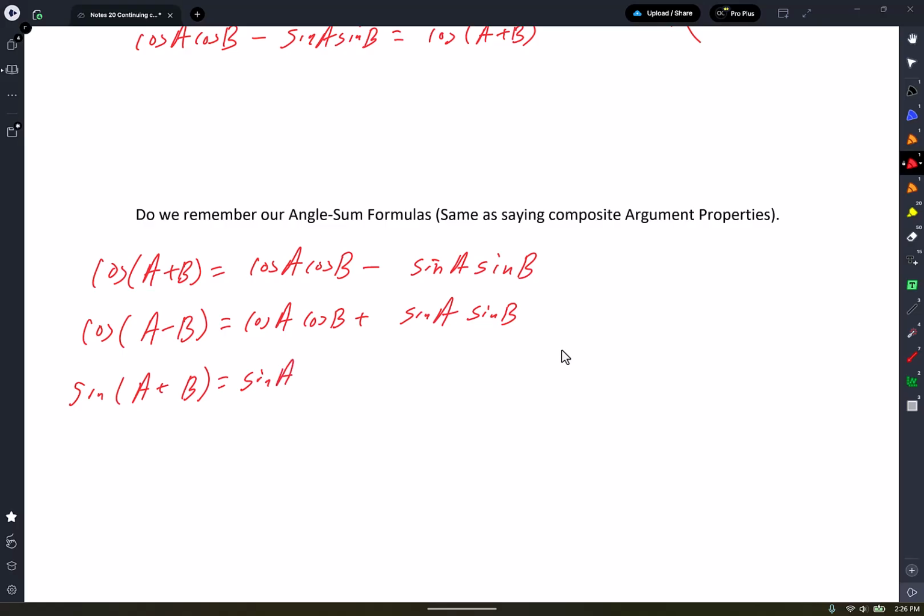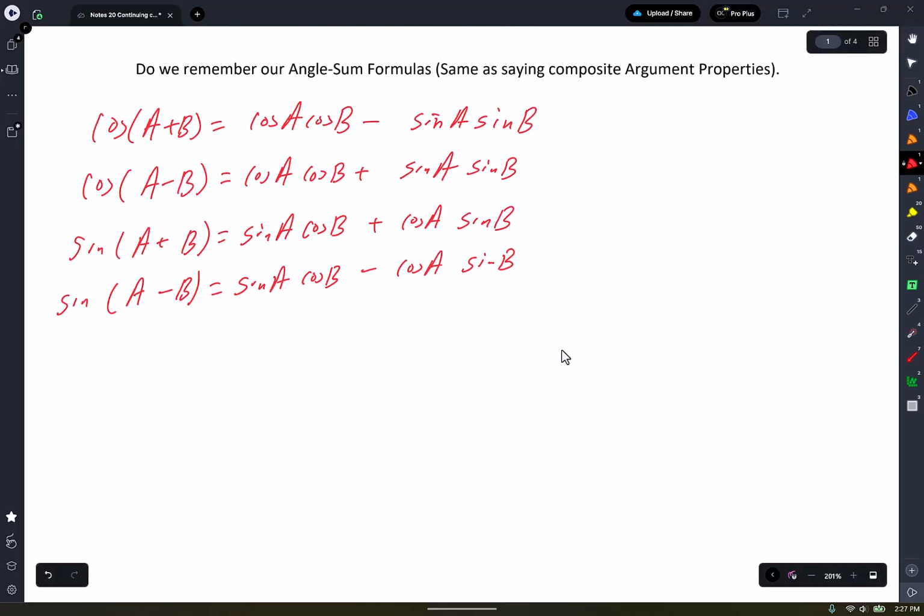Start with the sine. Sine A cosine B plus cosine A sine B. What do you guys think of sine A minus B? Same thing, except instead of that plus, it's going to be a minus: sine A cos B minus cos A sine B. And then we got two more.